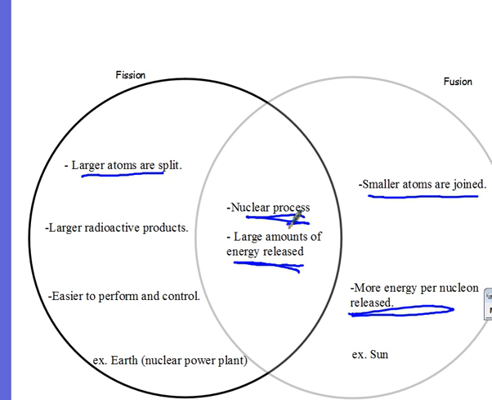Now, one of the downsides of fission is that we produce larger radioactive products that take a long time to break down. However, fission is easier to perform and control. Fusion requires very high temperatures and very high pressures in order for it to occur. That's why the only place in our solar system that we're aware of it occurring right now is in the sun, where there are very high temperatures and very high pressures, and so fusion is the engine that drives the sun. On Earth, we can perform fission, and that's what we do in nuclear power plants, and nuclear bombs are another example of that fission chain reaction.